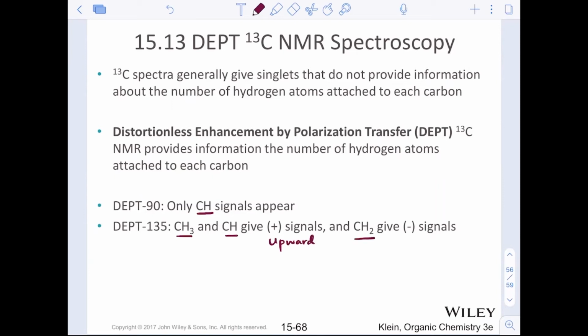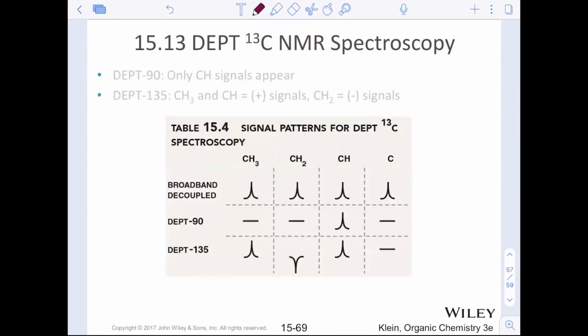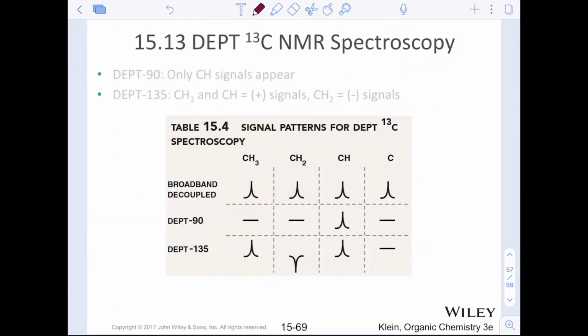The CH2, it will actually shoot that into the negative, in the downward position. So now what DEPT 90 and 135 can do is elucidate the type of carbons we have, CH, CH2, or CH3, and be able to look at the signals that stay or the signals that disappear as being able to elucidate that information. Let's go ahead and just look at this chart. This chart is very, very helpful. Broadband decoupled is when everything shows up and everything's a singlet spike. That's what we just did, right?